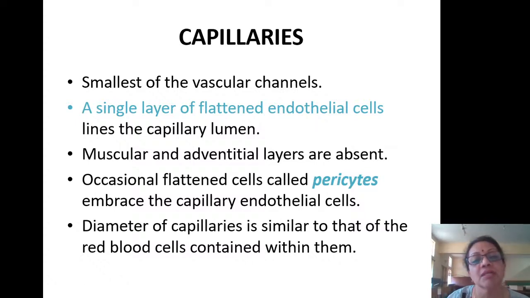Capillaries are the smallest, and they only have tunica intima. They don't have anything else. No media, no adventitia. And the diameter is similar to the RBCs. I mentioned this before. And outside of this single layer of flattened endothelial cells, there are extra cells called pericytes, which embrace the capillary endothelial cells.